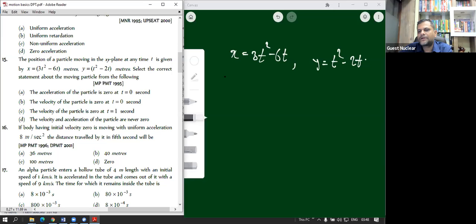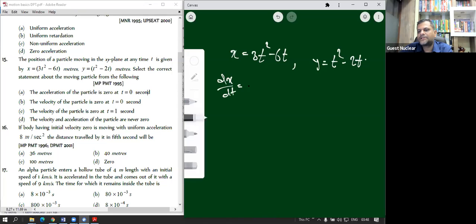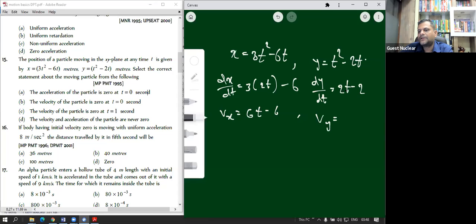See here, if you try to find out the velocity, then you will have to differentiate it once. So dx by dt is what? 3 times the derivative of t square, which is 2t, and minus 6t's derivative is simply 6. So this can be written as vx. Vx is going to be equal to 6t minus 6. Okay, and dy by dt, look carefully, will be 2t minus 2, so that we get vy is 2t minus 2, correct?